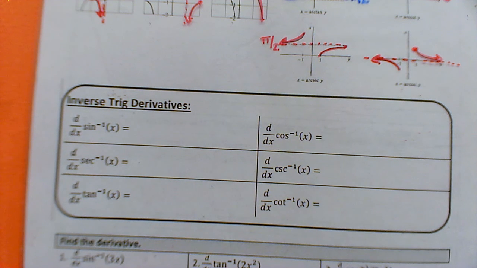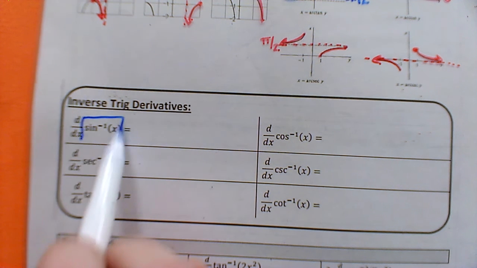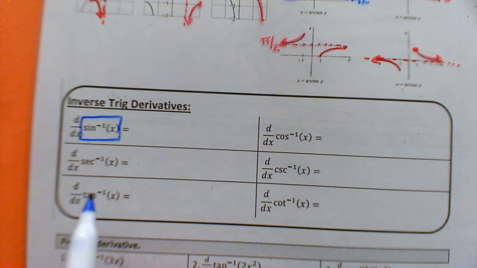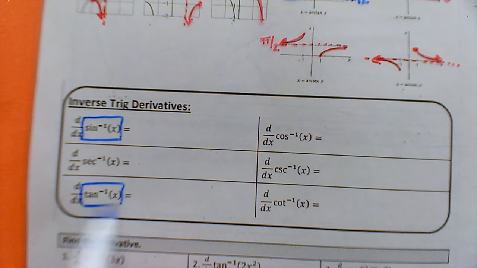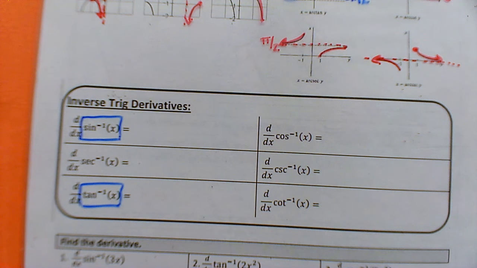I'm going to tell you right now that inverse sine and inverse tangent are the two popular ones that show up a lot, at least on quizzes and tests and AP tests. But we are still going to go over the other ones because I think they're at least worth noting.